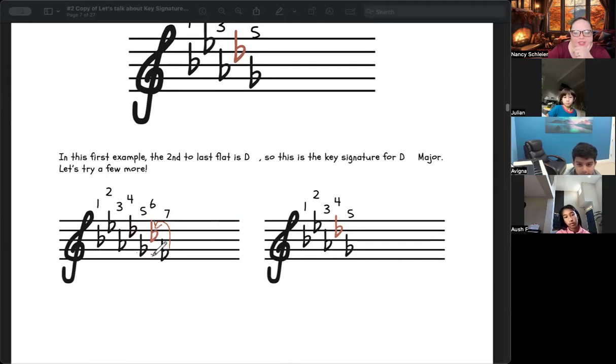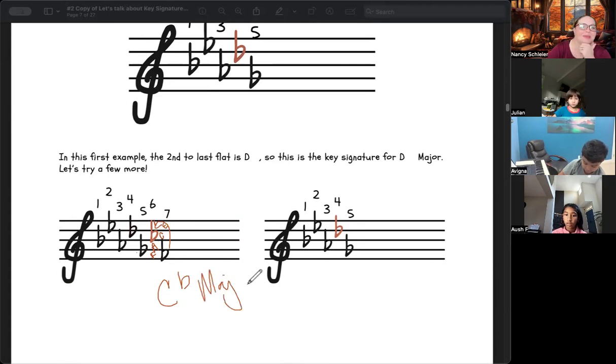So we know that the spaces spell FACE. So what is this key signature? This one's a little bit tricky. Anybody know? Julian, what is it? D flat major. Does that make sense so far? Does anybody have questions about that?